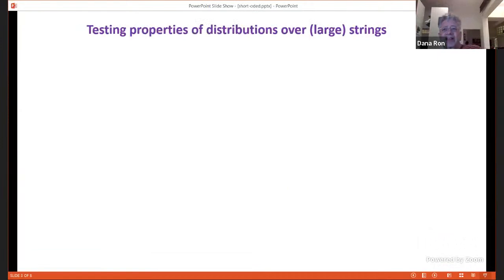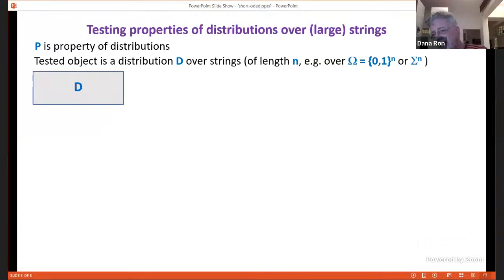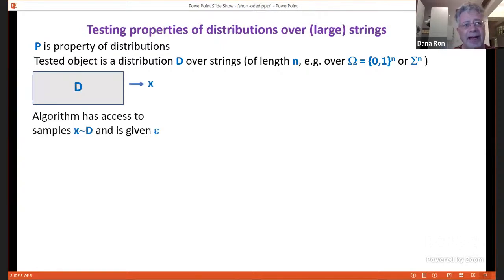So as I said, the new model is a hybrid of both models. It's a model of testing properties of distributions, but the distributions have to be thought of as big strings, or very long strings, and therefore you're not able to read all of them. So as usual, I have to specify two things. First is my way of accessing the object, which is in this case a distribution on huge objects.